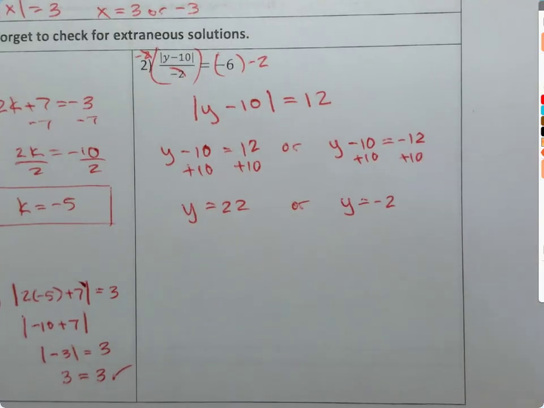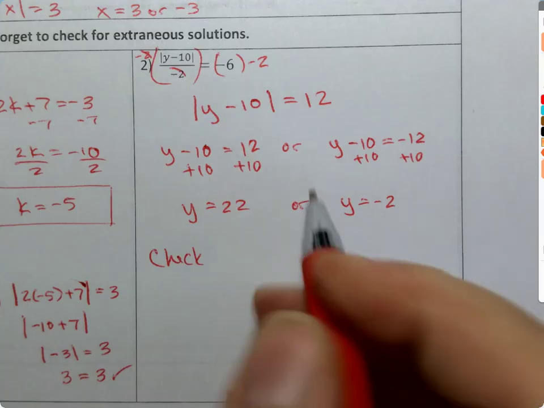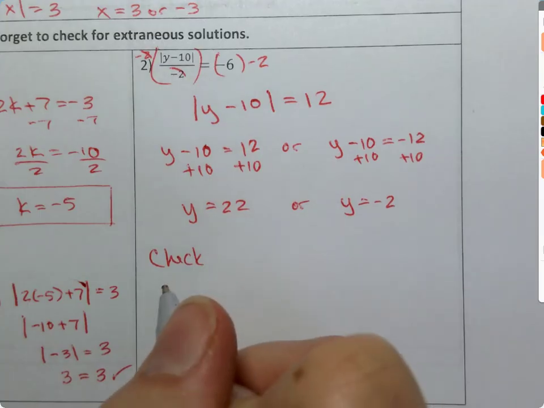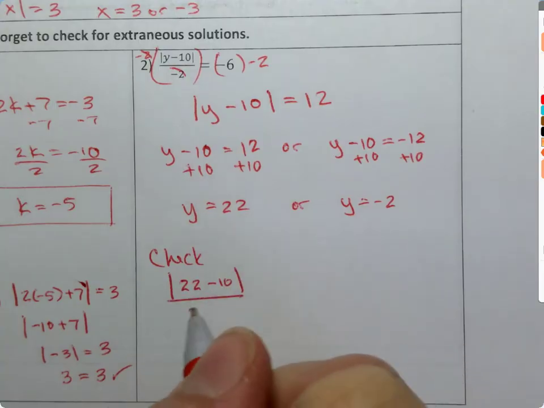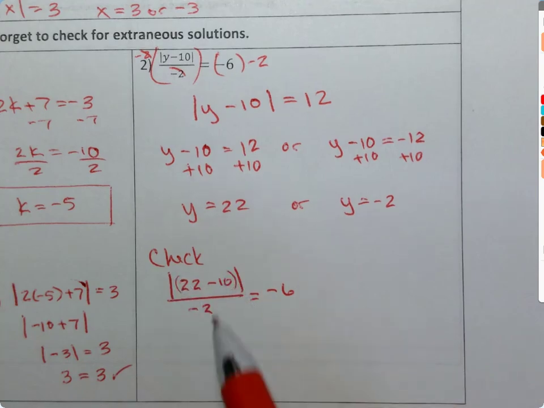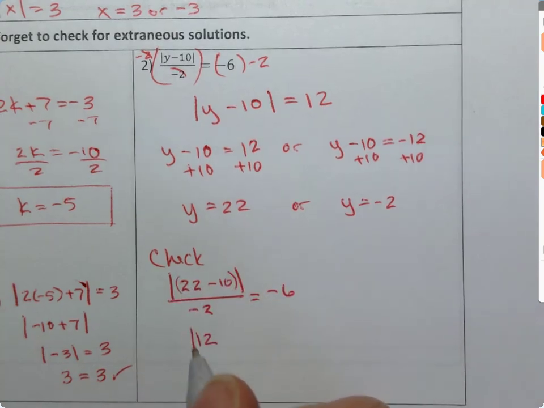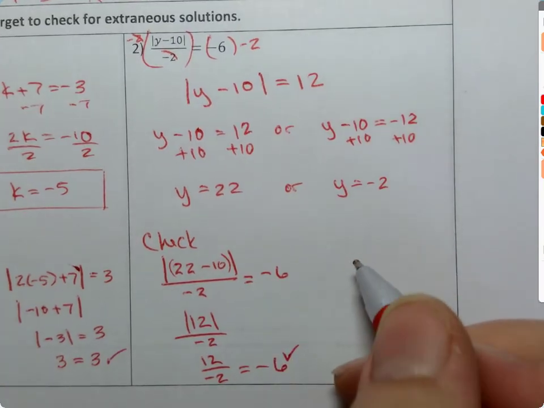All right, before you're done, you have to check your answers. So when I go to check, I'm always going back to the original. So check my 22, it'd be 22 minus 10, all divided by negative 2. When I do the math, I treat this like it's in parentheses. The top is going to be the absolute value of 12 divided by negative 2. The absolute value of 12 is 12 divided by negative 2, and I do get negative 6. So it works.